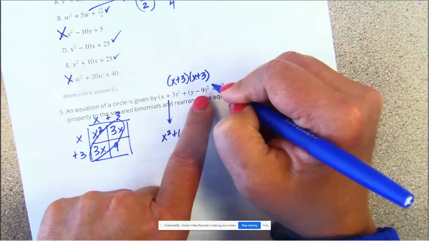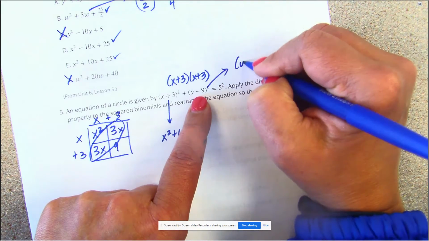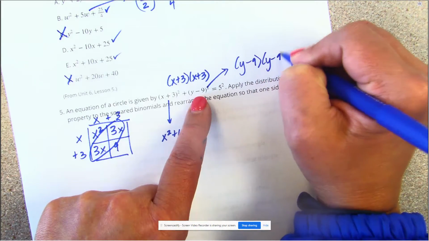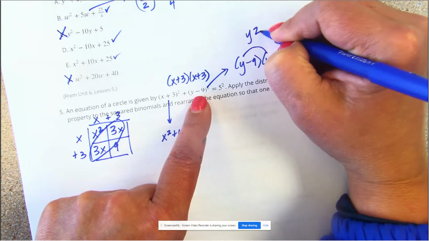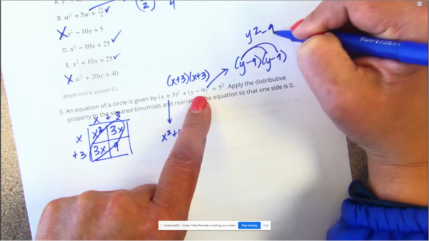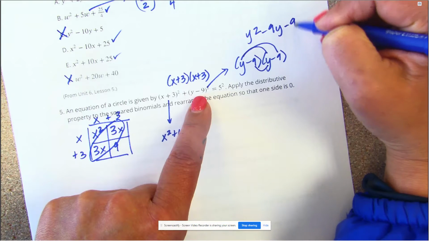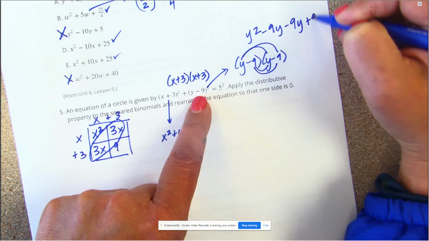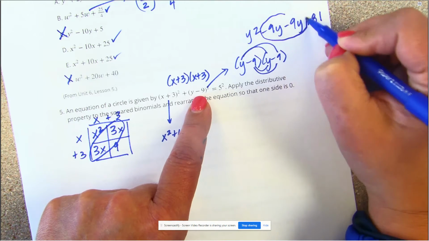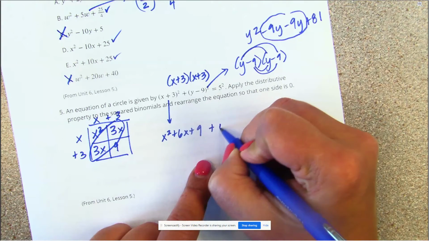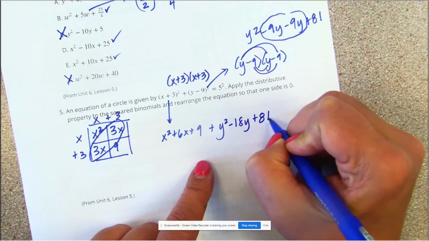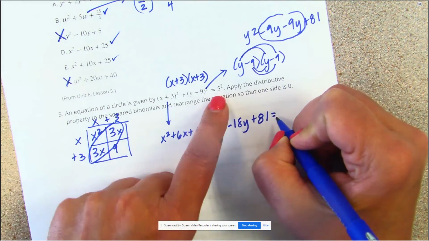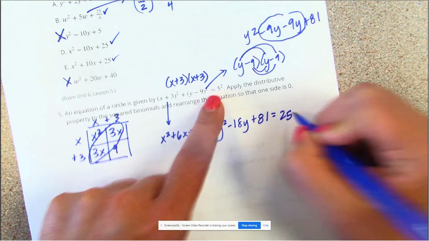This one, I'll do the other way. y minus 9 times y minus 9. y times y is y squared, -9y, -9y, plus 81. There are those middle terms. So that makes y squared minus 18y plus 81 equals, they got 5 squared here, which is 25.